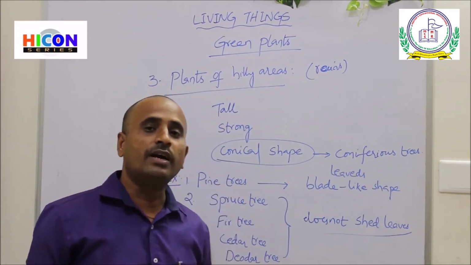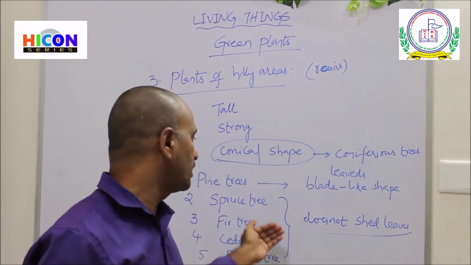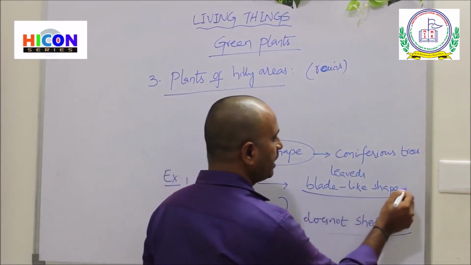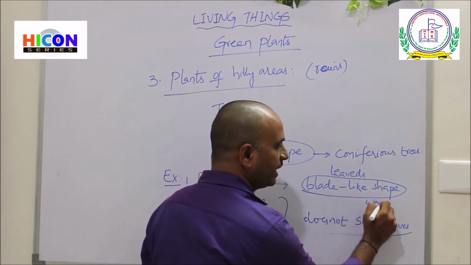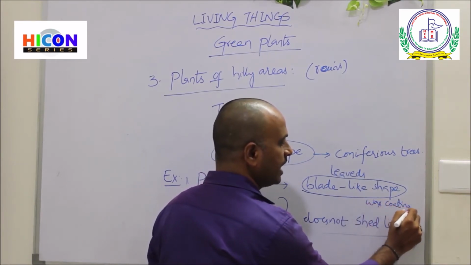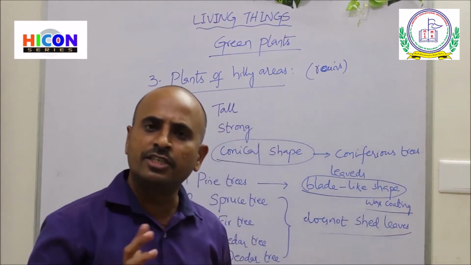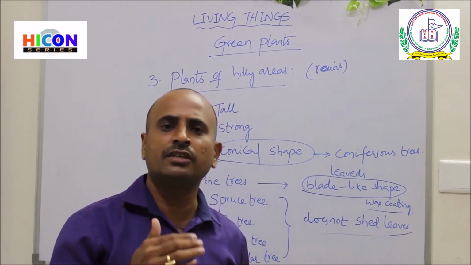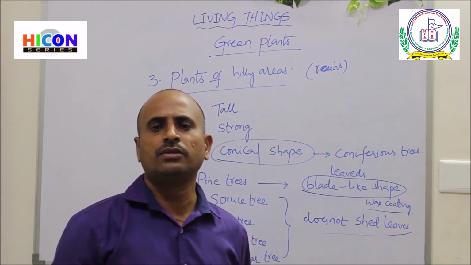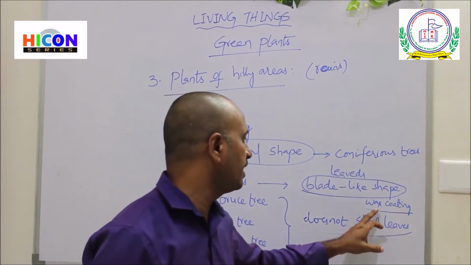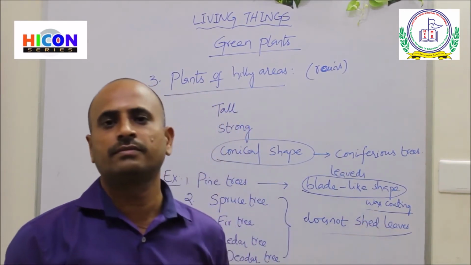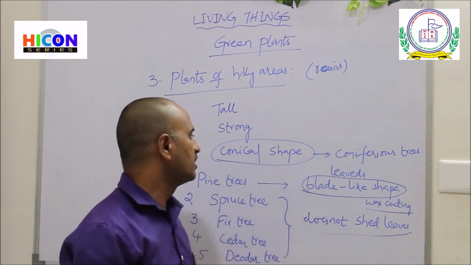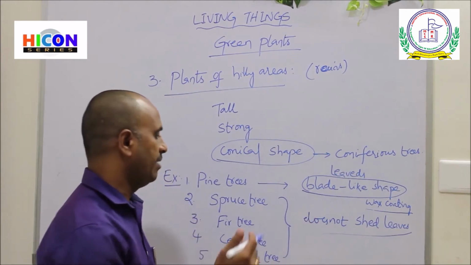But then what happens to the water present in them? These leaves have a thin wax coating on them. That's why water is not lost during evaporation or respiration. Because of this wax coating on the leaves, the water is not lost, and that's why these plants do not shed leaves. That's why these plants are also called evergreen trees.